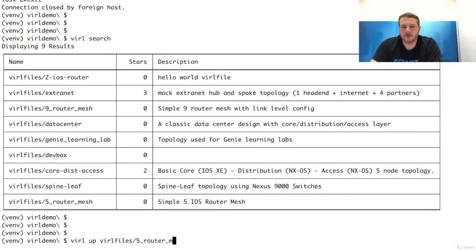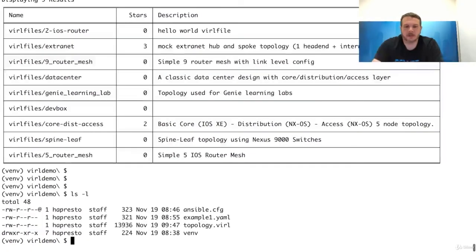But when I ran VIRL up, what it actually did is download that topology file. If I look, I now have a topology.virl file here. It pulled it down from GitHub for me. So I have my own version of that file, and that's what drove the simulation. If I were to VIRL down, it would shut it down, but that file would still be there. So I could immediately just VIRL up to turn it back on.